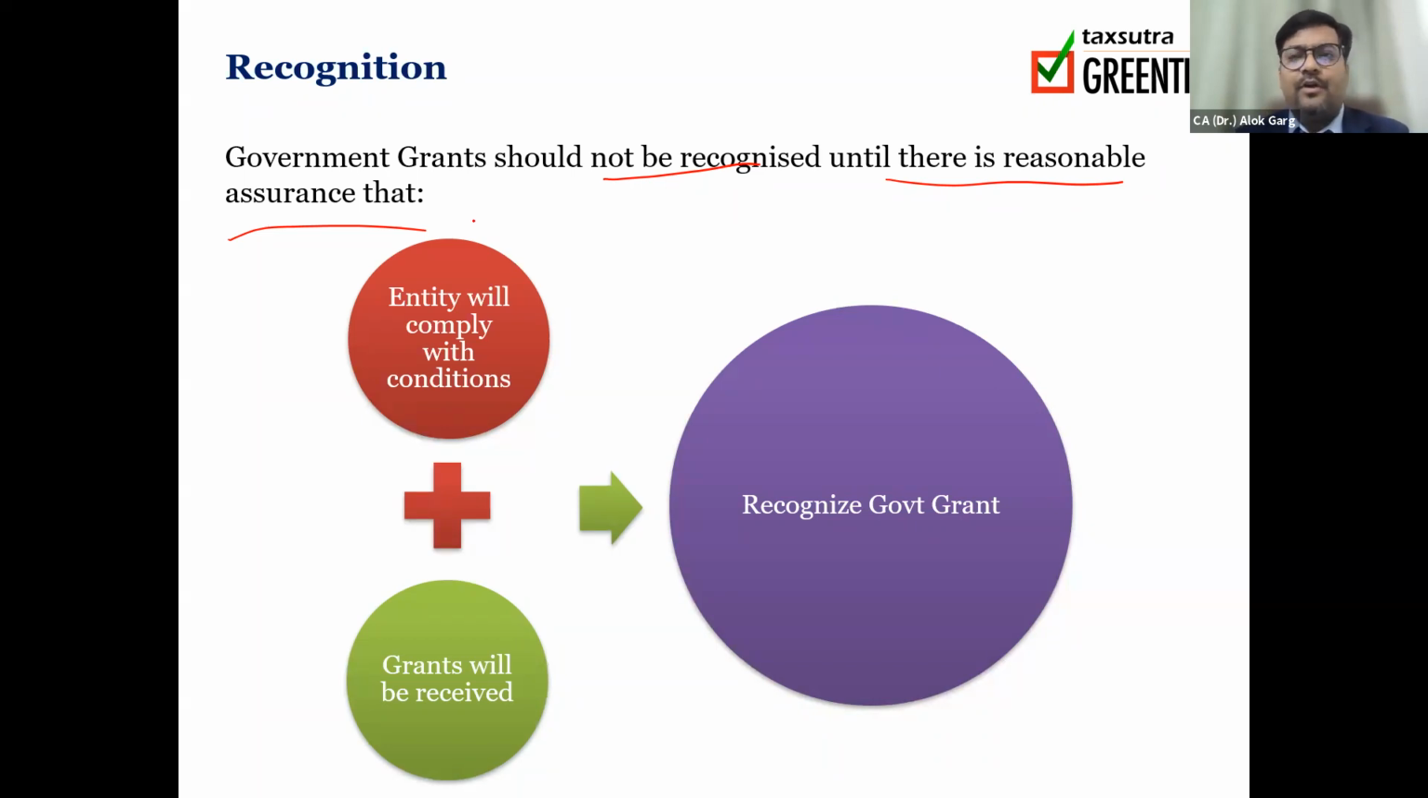For example, the promoter doesn't want to start its operation for the next 3 years. So it will be very difficult that in 2 years, the company will be able to engage 5,000 employees. There is no HR department. The company doesn't want to start its operation for the next 3-4 years. So in this case, although money has been received, the government grant will not be recognized because this condition is lacking. Okay. So you need to see two conditions. One, the entity will comply with the condition, and two, the grant will be received or has already been received. In that case, the government grant is required to be recognized. Okay.